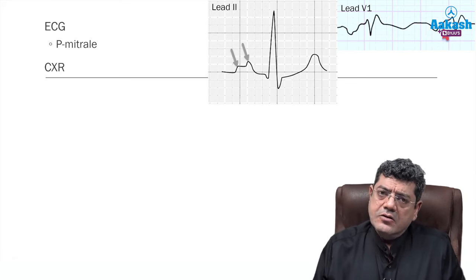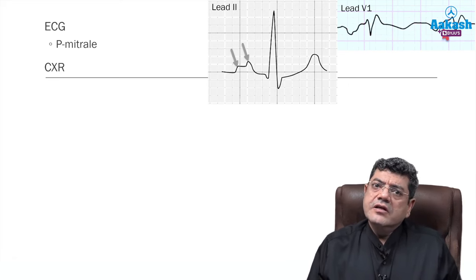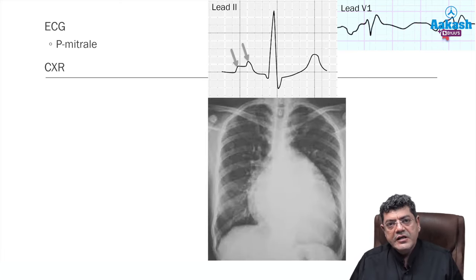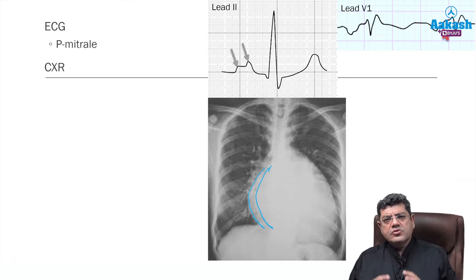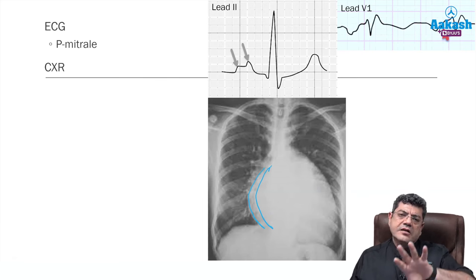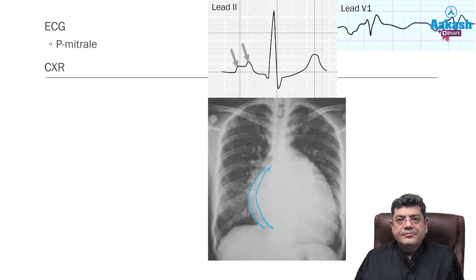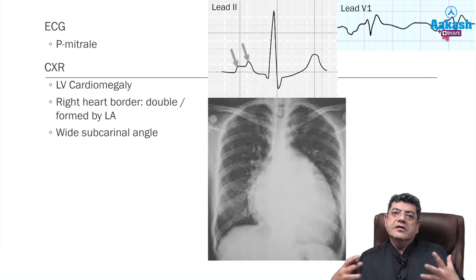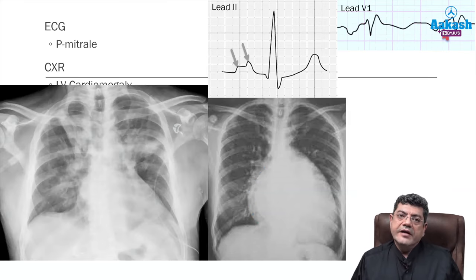The chest X-ray now shows cardiomegaly with a left ventricle type of apex, down and out. So there is cardiomegaly. There is a double right heart border. Can you make that out? So that's the left atrium and that's the right atrium. Sometimes the left atrium is so large in mitral regurgitation that it forms the right heart border. Okay, so that's what you get in patients with isolated or pure mitral regurgitation. And again, because of the large left atrium, the subcarinal angle is wider than normal.